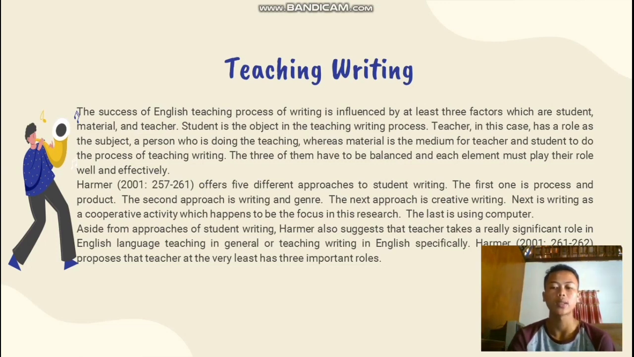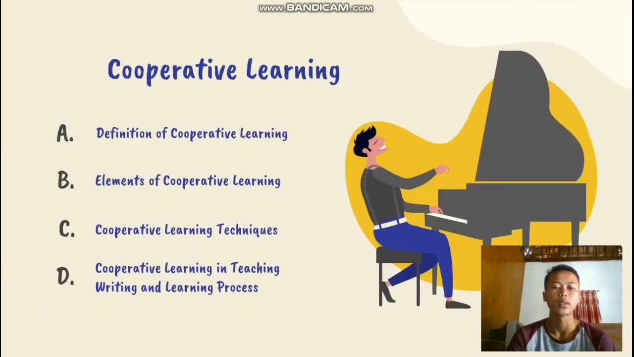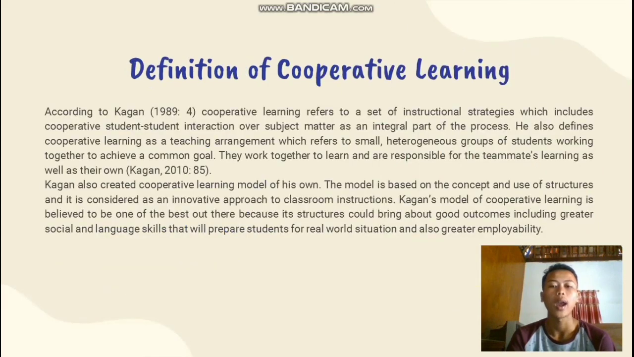Okay, we will continue to the next material. The next material is cooperative learning. There, cooperative learning has 4 parts, and those are definition of cooperative learning, elements of cooperative learning, techniques, and the last one is cooperative learning in teaching, writing, and learning process. And I will present about definition of cooperative learning.